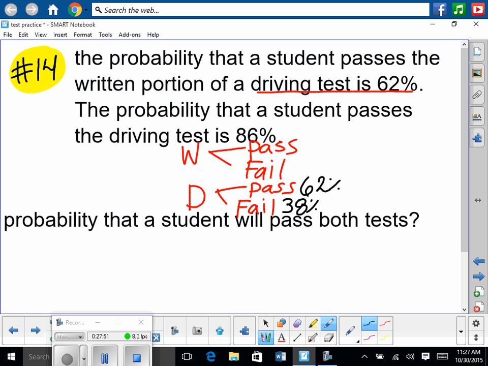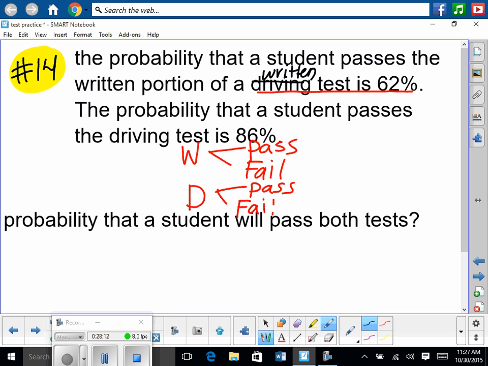Oh, I read that wrong. I wrote driving twice on here. The second one is written. The first one was written. Dang it. The first one was written. Typo in my thing. This one was the probability that this one's written.